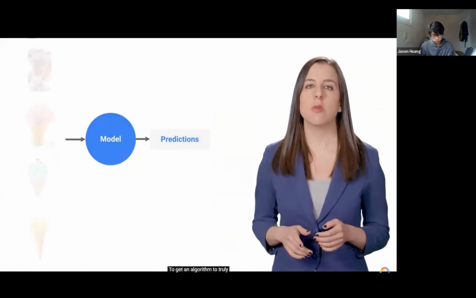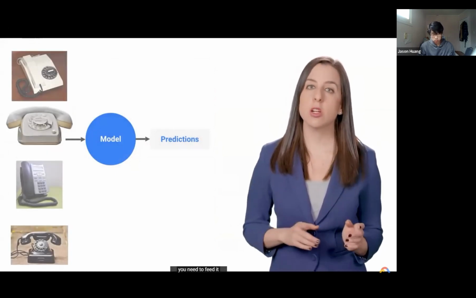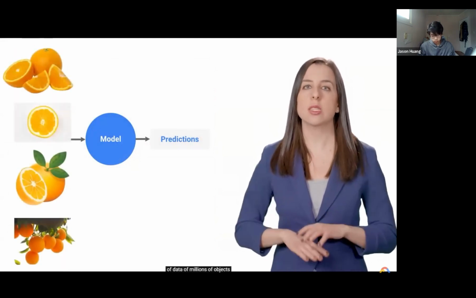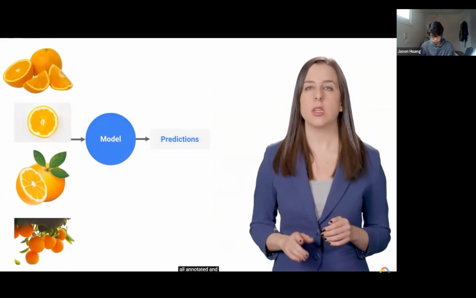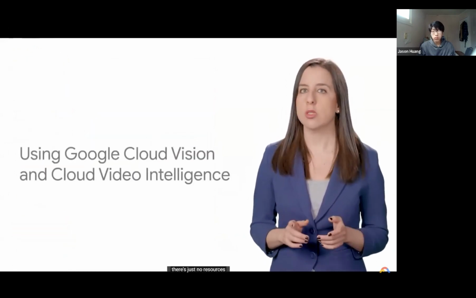Now, this is the big picture problem. To get an algorithm to truly understand and recognize image content the way the human brain does, you need to feed it incredibly large amounts of data of millions of objects across thousands of angles, all annotated and properly defined. The problem is so big that if you're a small startup or a company lean on funding, there's just no resources available for you to do that.